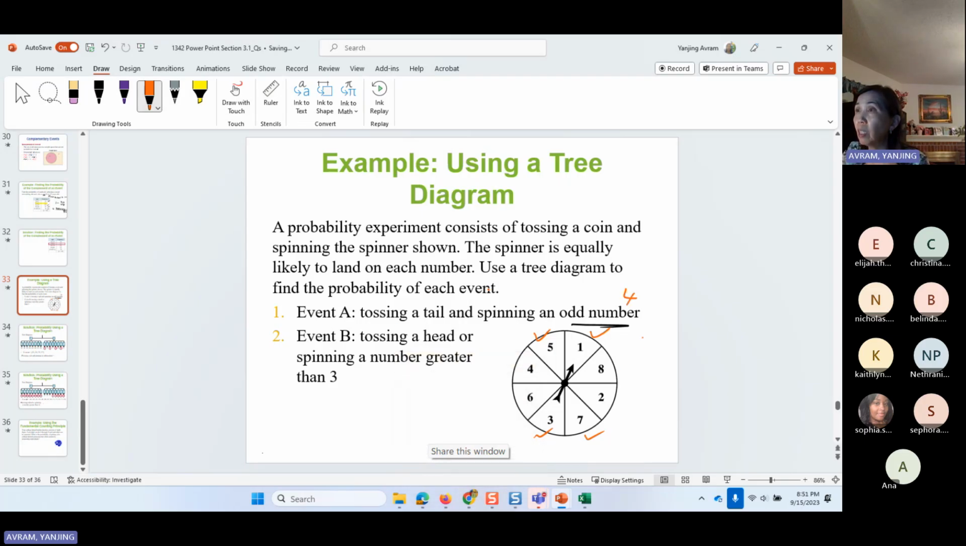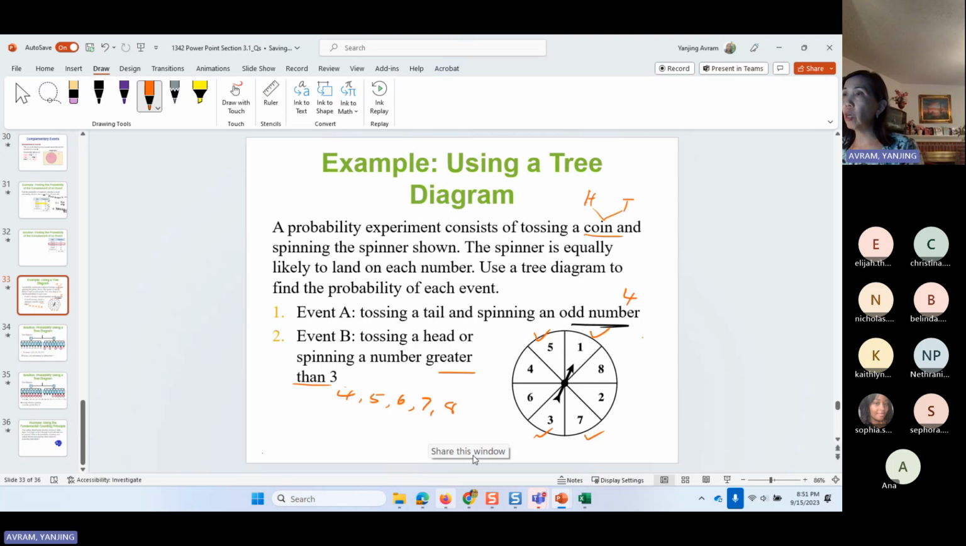The coin can be either head or tail. Event B is tossing a head or spinning a number greater than 3. So what is greater than 3? That means 4, 5, 6, 7, and 8, since this is from 1 to 8. Greater than 3 does not include 3.